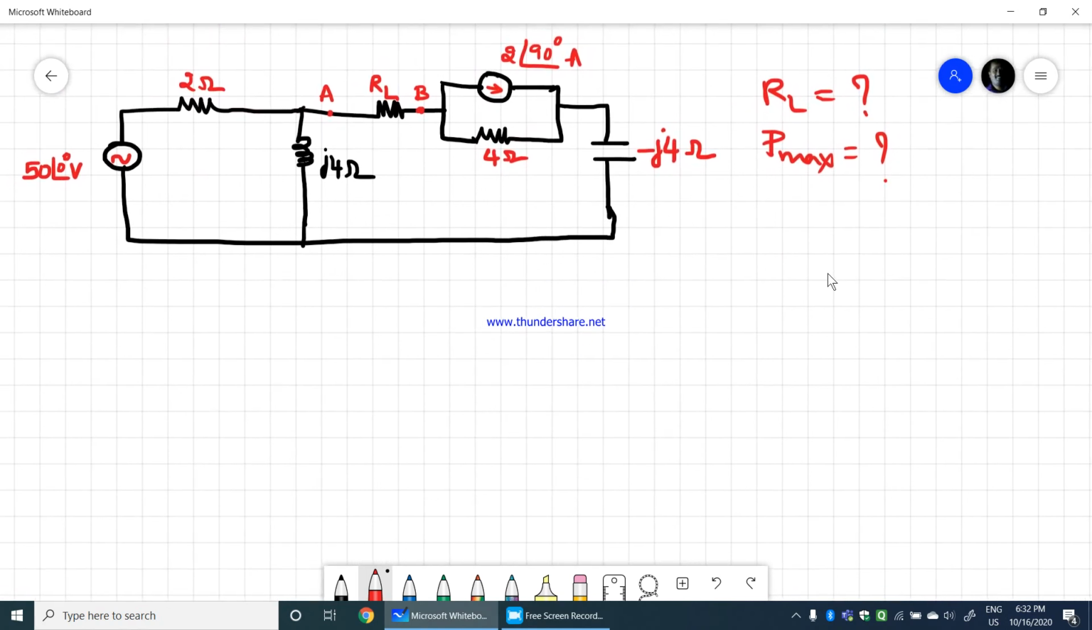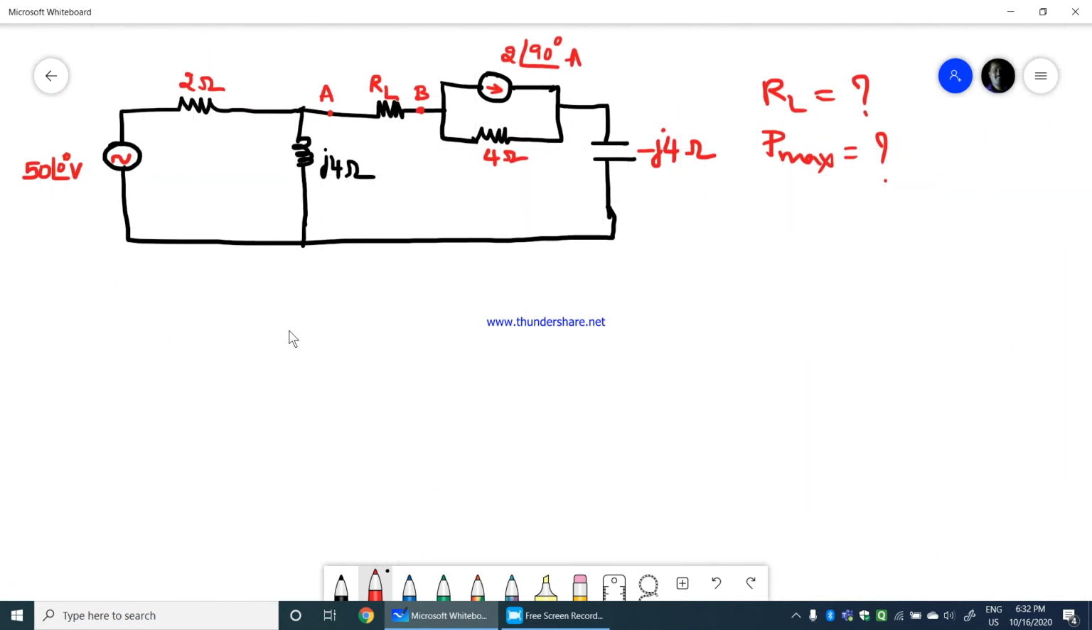Okay, now for this problem, what we need to calculate is, we need to find out RL and we need to find out Pmax. So we'll see the steps now. Here in this problem we need to find out VTH and then RTH, and then we need to find out the Thevenin's equivalent circuit, and then we'll see how to find out the power Pmax and RL. Okay, so to find out VTH, I'll write the new circuit here.